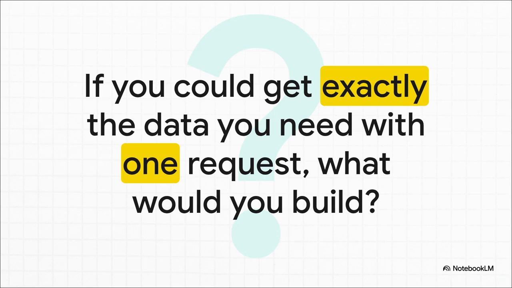By getting rid of so much of the friction we had with older APIs, GraphQL gives developers this incredibly precise control over their data. And that opens up all kinds of possibilities for faster, more creative, and more powerful applications. So the question it really leaves us with is this. If you could get exactly the data you need, all in one single request, what would you build?